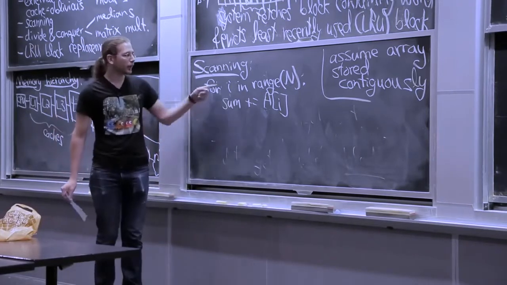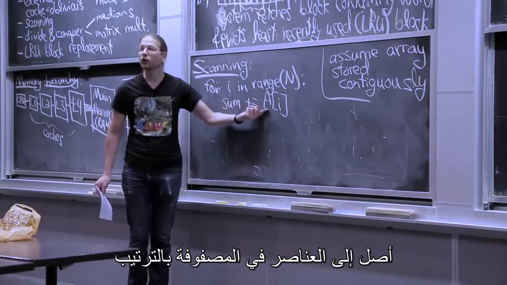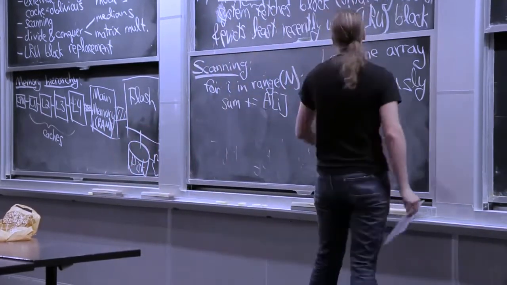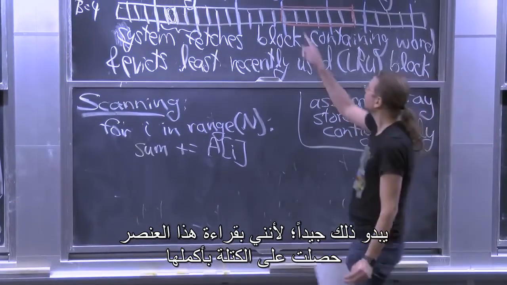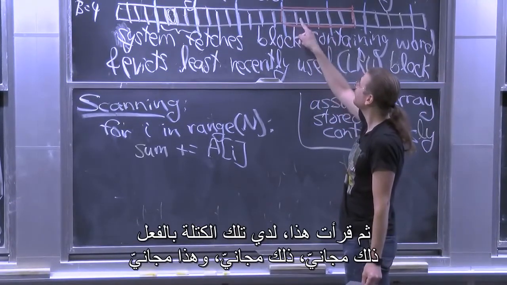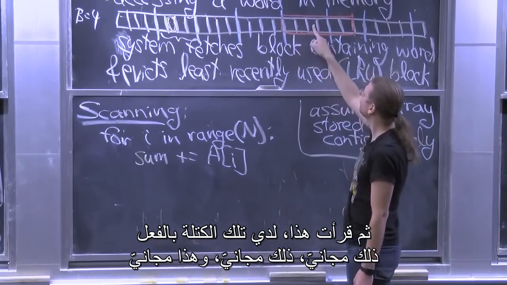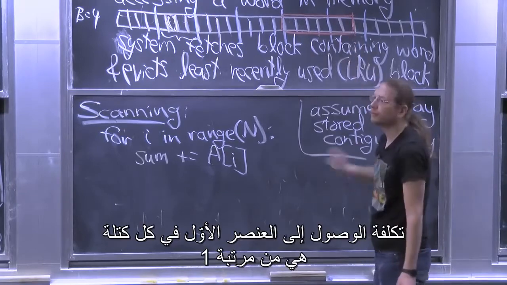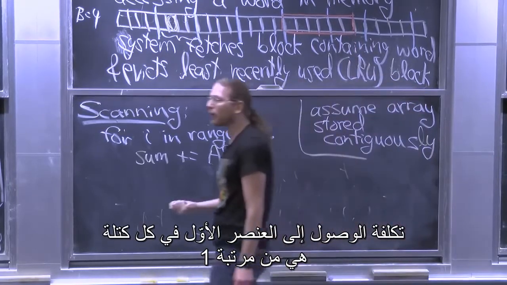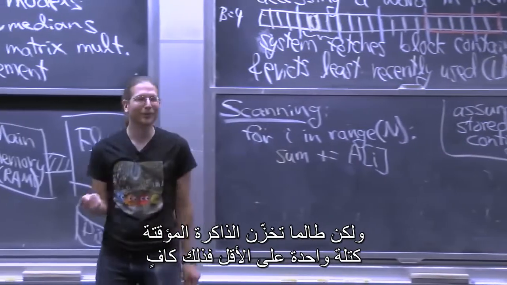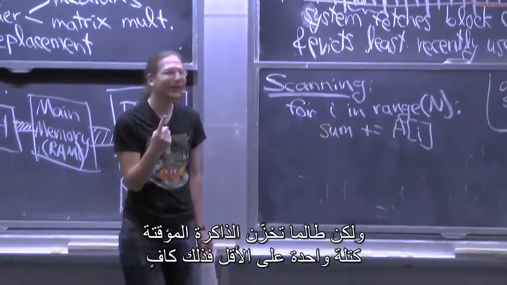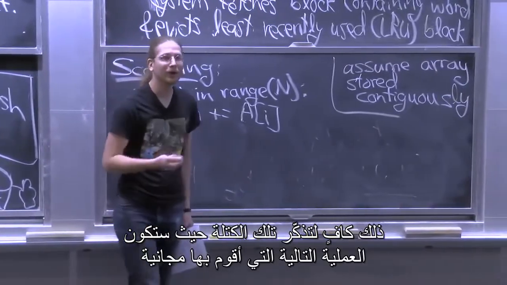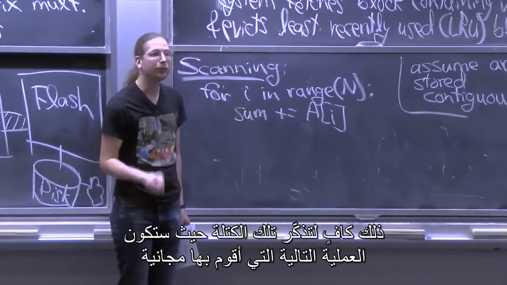So I'm accessing the items in the array in order. And so I start here at item 0. I end up with item n-1. That seems good, because I read this one, I get the whole block. Then I read this one, I already had that block. It's free. This one's free. This one's free. Here, I have to read a new block. But then this one's free. So the first item I access in each block costs 1. But as long as my cache stores at least 1 block, that's enough. And let's say the sum is a register. That's enough to remember that block so that the next operation I do will be free.